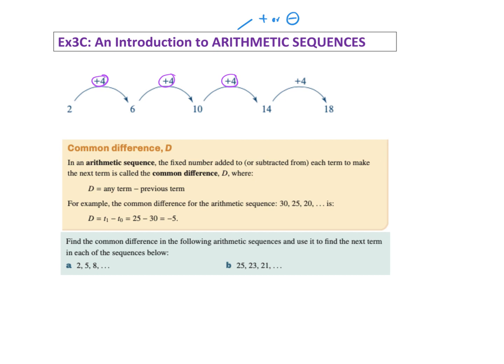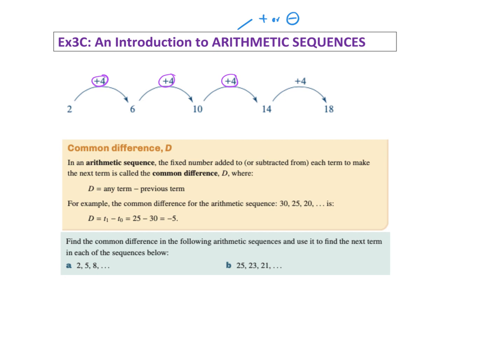What we call that bit that's getting added or subtracted is often called the common difference. When you see some formulas in a little bit, they'll call it D, capital D, and that's the difference. That's the bit that's getting added or subtracted every time.